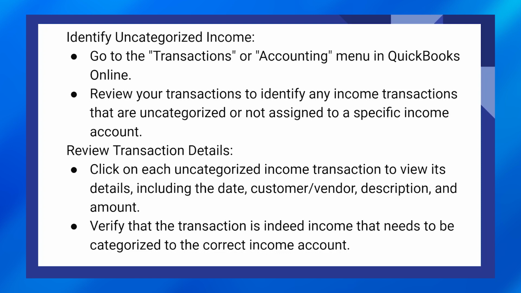Review your transactions to identify any income transactions that are uncategorized or not assigned to a specific income account. Click on each uncategorized income transaction to view its details, including the date, customer or vendor, description, and amount. Verify that the transaction is indeed income that needs to be categorized to the correct income account.